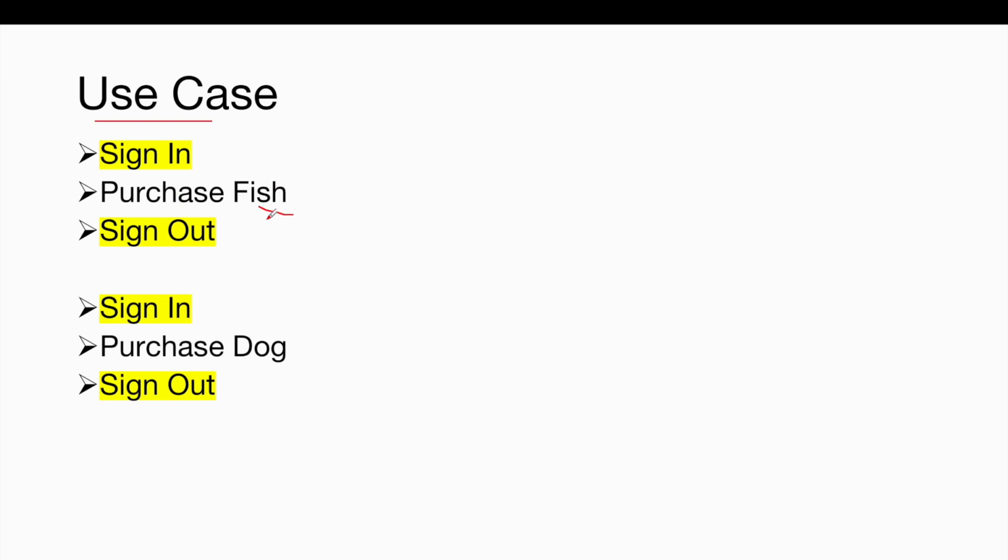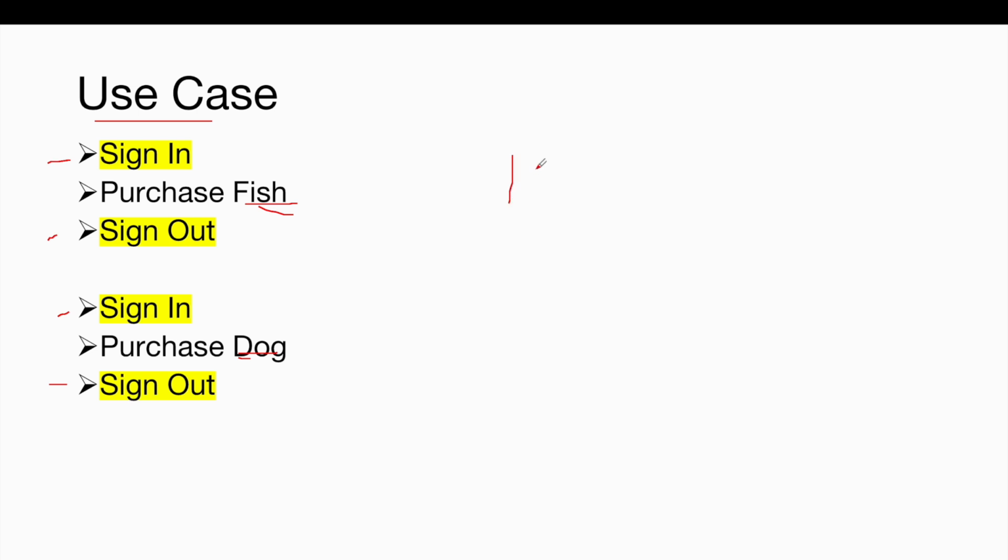In JPetStore, we have many products. I have listed here only two products, fish and dog. Whenever a user needs to purchase a fish, he needs to sign in first, then purchase a fish and then sign out, right? Again, whenever the user is purchasing a dog, again he needs to sign in, purchase the product dog and then sign out. Here you can observe sign in is repeated 2 times and sign out is repeated 2 times. Here we are discussing only 2 products.